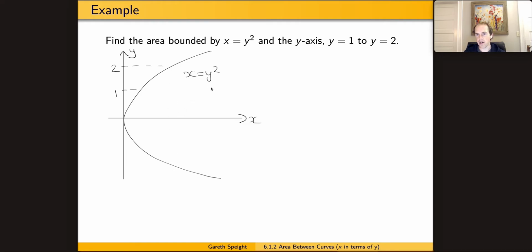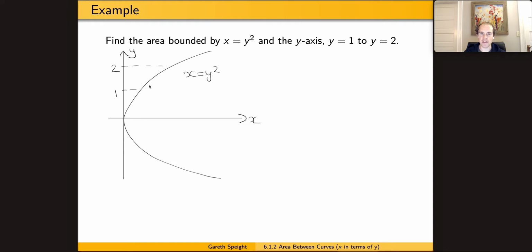If we try to write this curve as y in terms of x, we would have to take two functions, right? We would have y equals plus square root x for the top, and then we would have y equals minus square root x for the bottom. So instead of thinking of two functions of x, we could just think of x as one function of y, which makes things simpler. Okay, so let's see how it works.